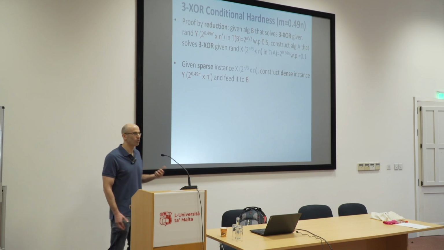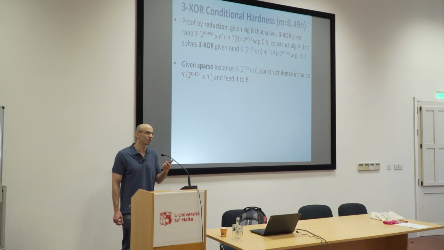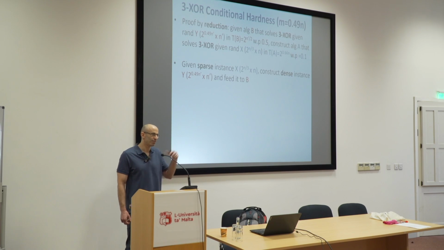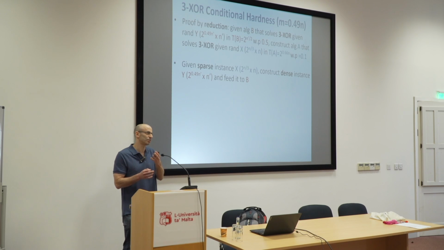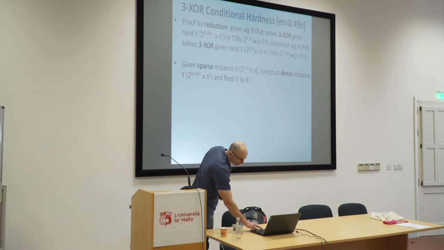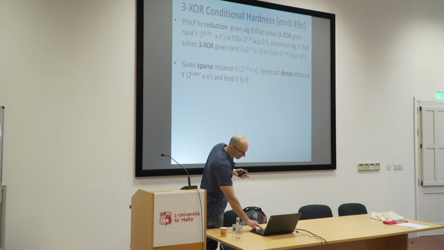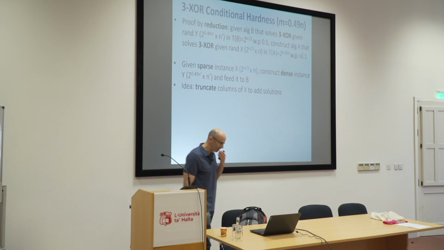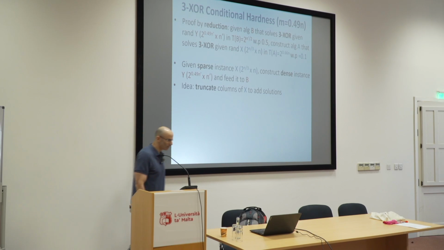So the question is, how can we do it? How can we, given a sparse instance, construct an instance with more solutions, apply B, get a 3 XOR for the dense instance with many solutions, and then solve the sparse instance? That's the thing that we're trying to do. You have to think about it for a while, and the idea is basically to truncate columns of the matrix. What does it mean?